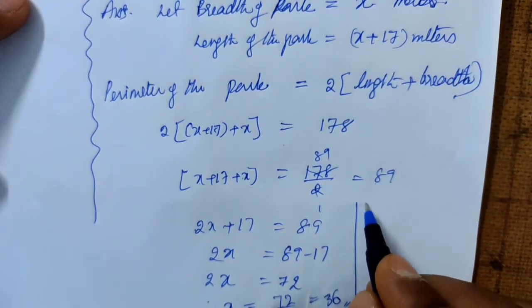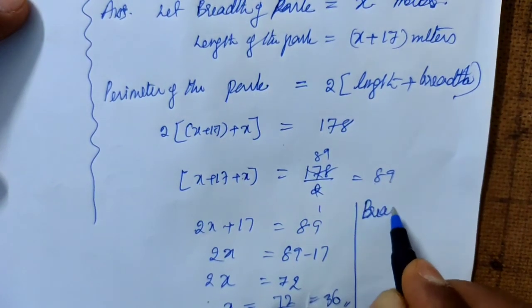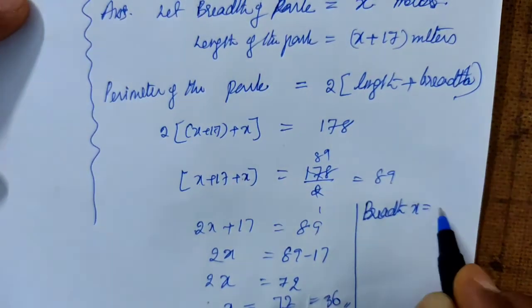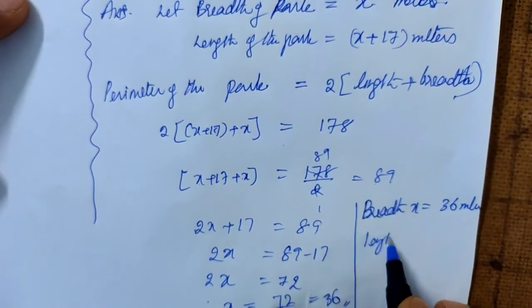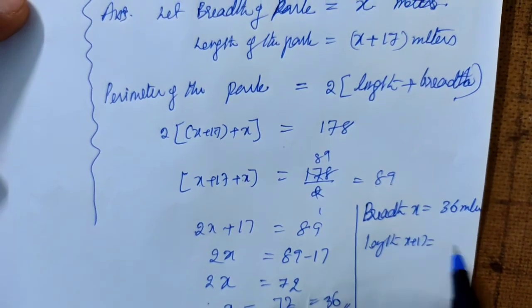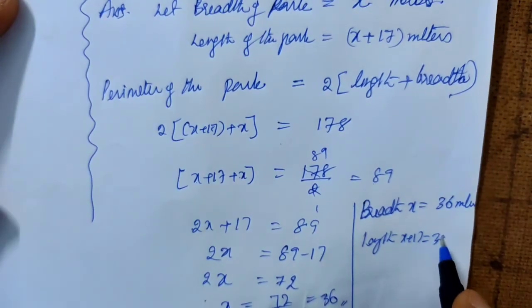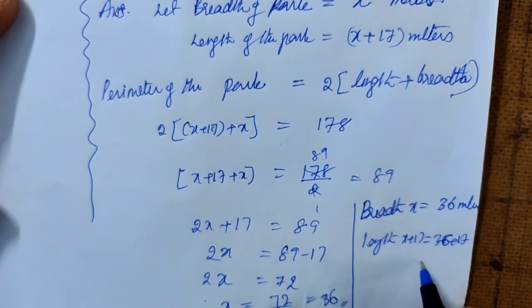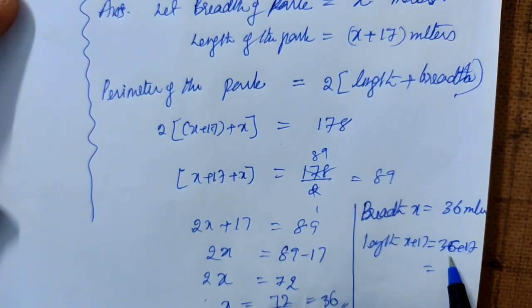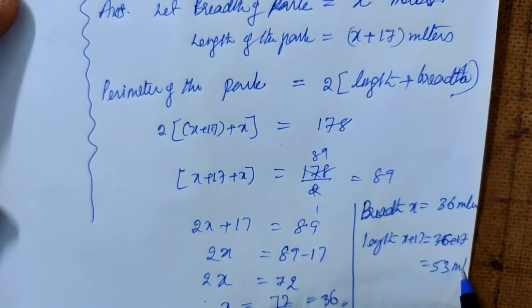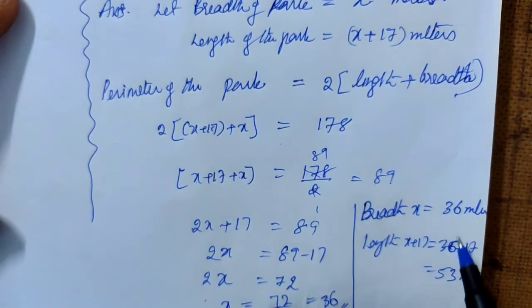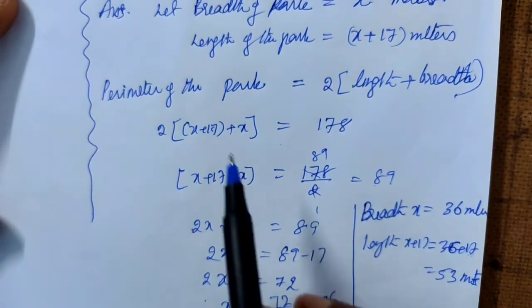Therefore the breadth x is equal to 36 meters, and the length x plus 17 is equal to 36 plus 17, which is equal to how much? 7 plus 6 is 13, and 3 plus 2, okay, 53 meters. Okay, breadth is 36 meters and length is 53 meters. So these are the dimensions of the rectangular park.